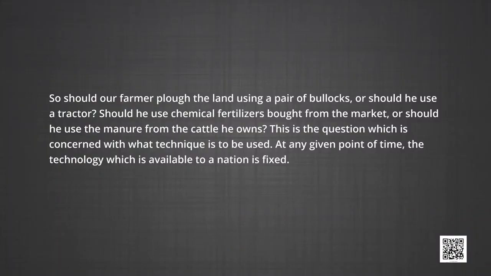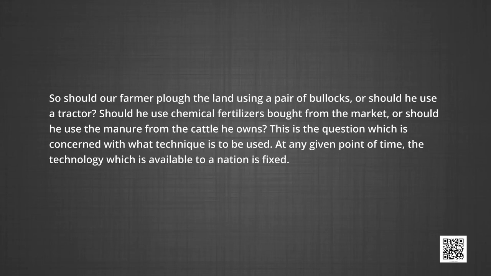Another question which any economy faces is, how to produce. So should a farmer plow the land using a pair of bullocks, or should he use a tractor? Should he use chemical fertilizers bought from the market, or should he use manure from the cattle he owns? This is the question which is concerned with the techniques to be used.